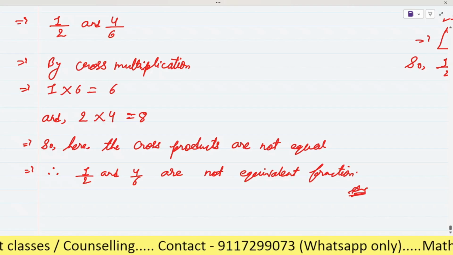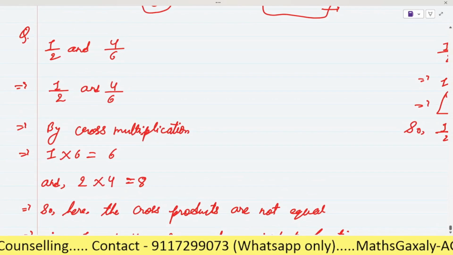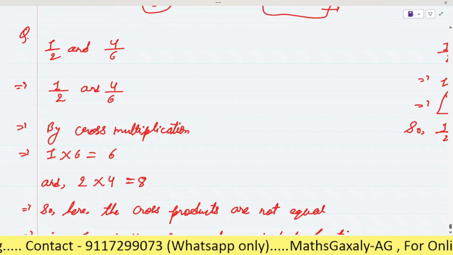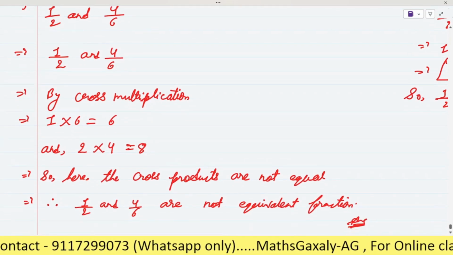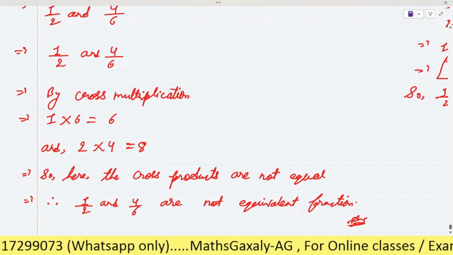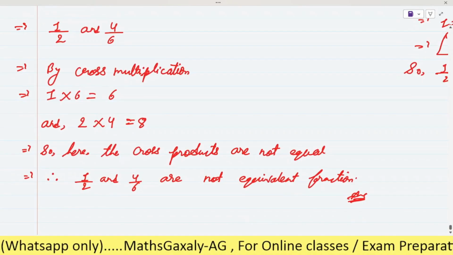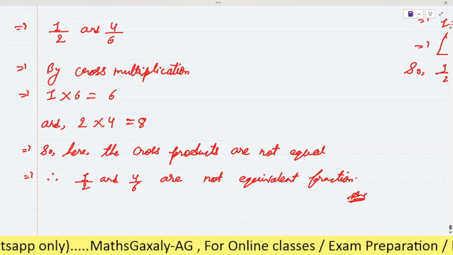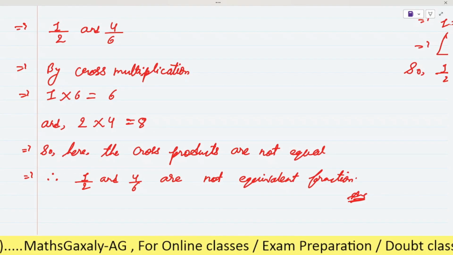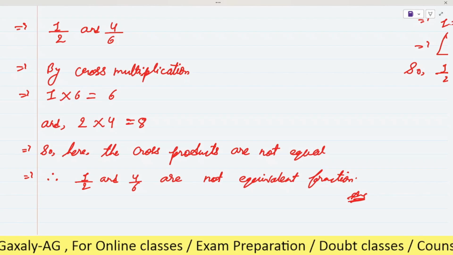Like this we have to solve each and every question of this type. First of all, I am explaining again: we have to write the question as it is, then write the method, then multiply the first and the second like this. Then we check the cross products. If they are not equal, we write: the cross products are not equal, therefore 1 by 2 and 4 by 6 are not equivalent fractions.